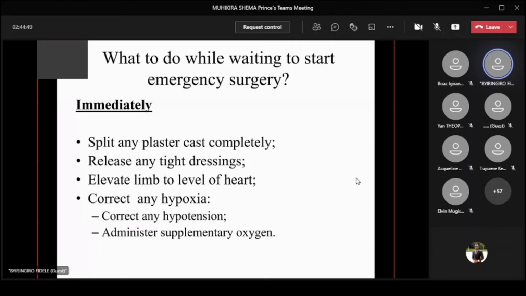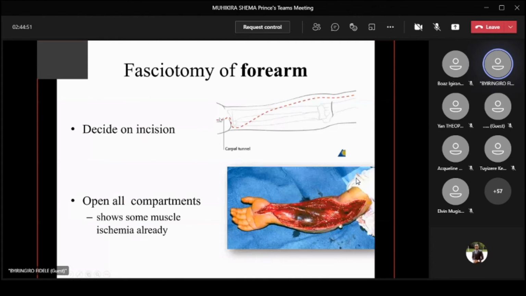If you remember, I showed you that limb which was swollen. The only way to release the pressure is to open this compartment. This is a drawing. And after opening, you see that we have exposed the muscles which were almost dying. If you don't open, this hand is going to die. In all compartments, it shows some muscle is ready. You see the muscle ischemia?